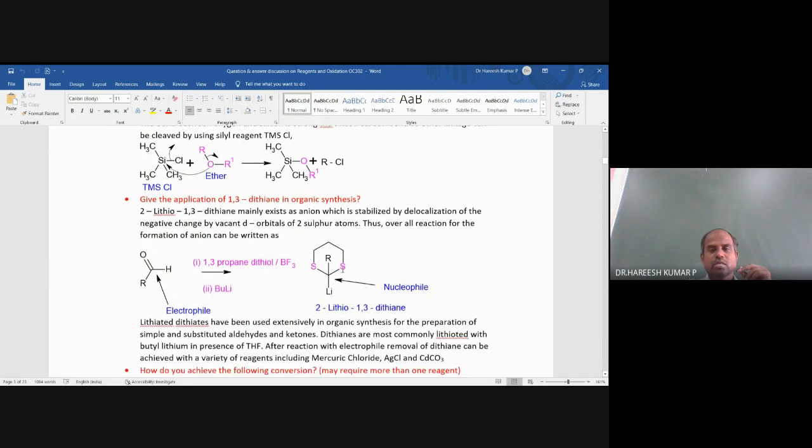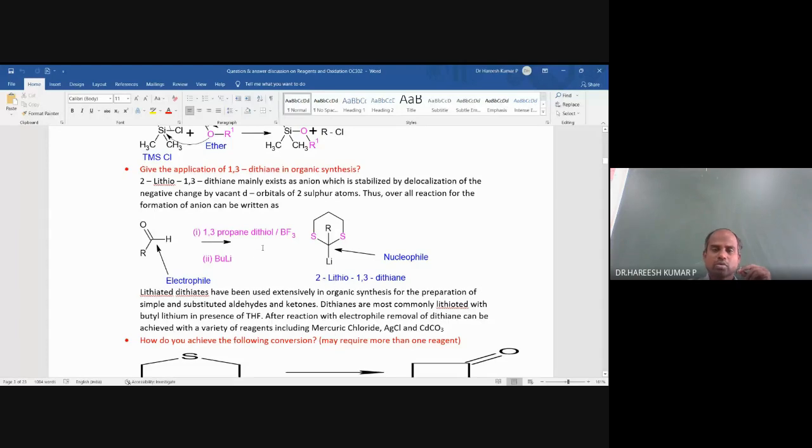And one more question. So this is again a 3 marks question or 2 marks question.